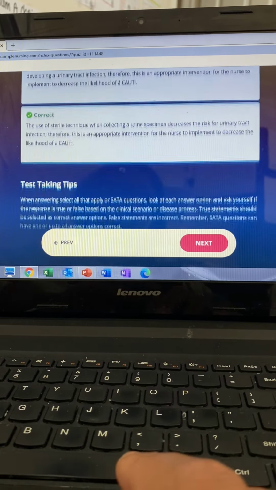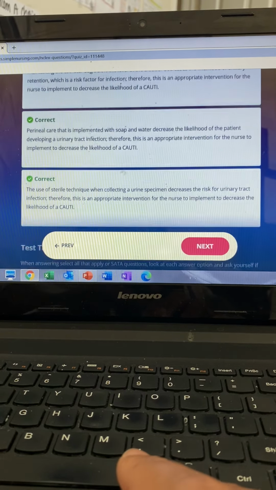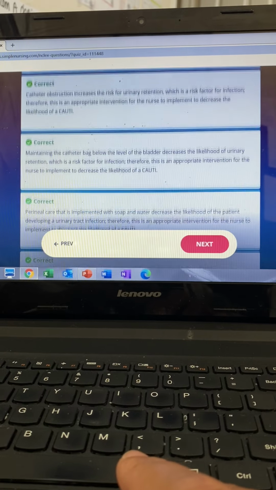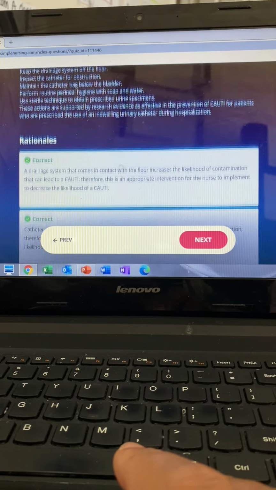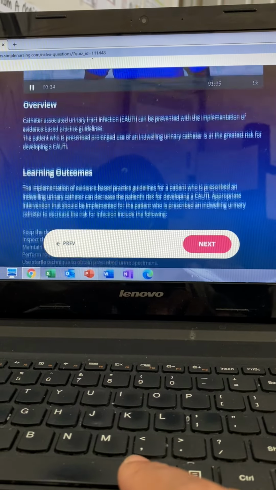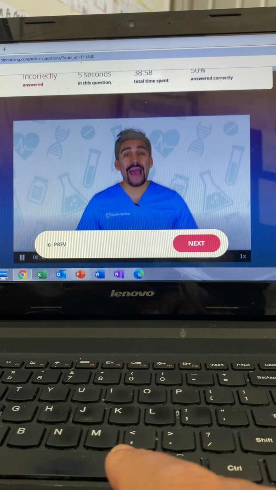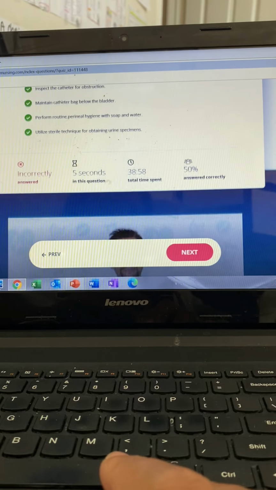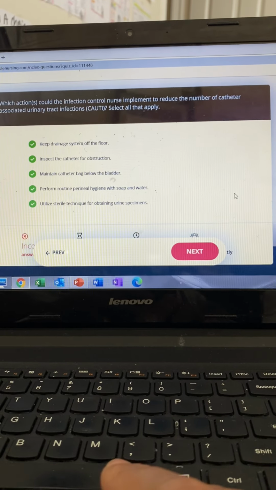So option number 1 is correct. Guys, we keep the system off the floor. Remember, the floor is dirty, big risk for infection. Option number 2 is also correct. Obstruction in the catheter can cause urinary retention, which leads to a risk for a UTI. And option 3 is also correct. A bag below the bladder prevents reflux of urine, which prevents the risk of a UTI.